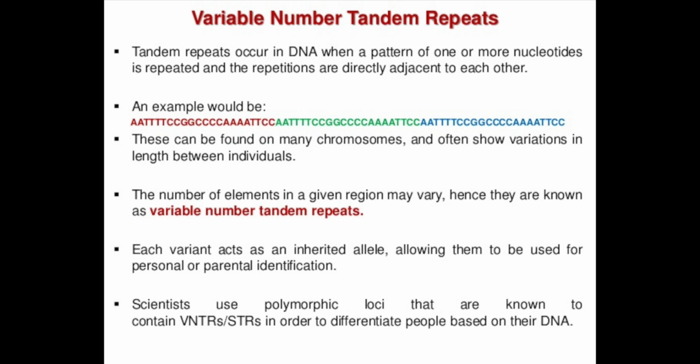VNTR stands for Variable Number Tandem Repeat, and it's just a location in the genome where you have repeating nucleotide sequences. These show variations in length among individuals, so you can use these variants to identify when 2 people are related. To analyze your VNTR data, you can use 2 basic principles.